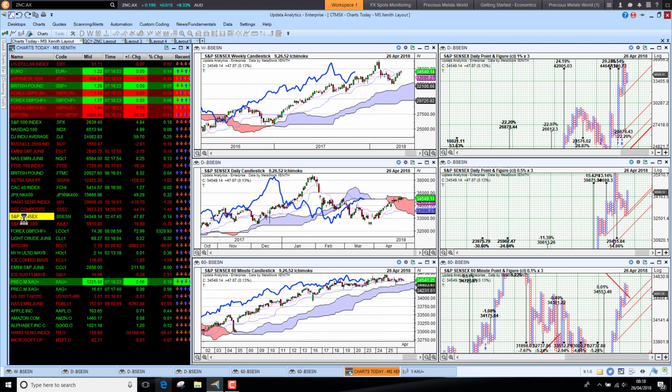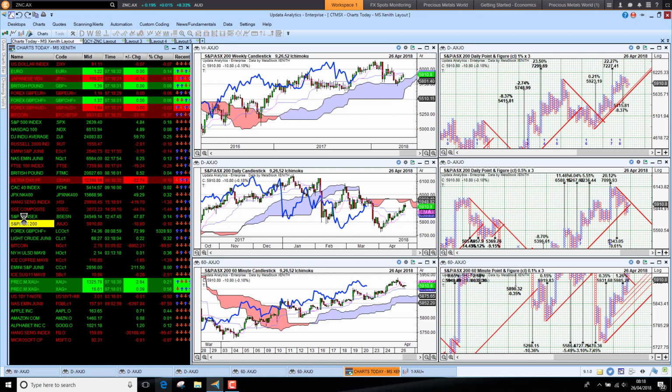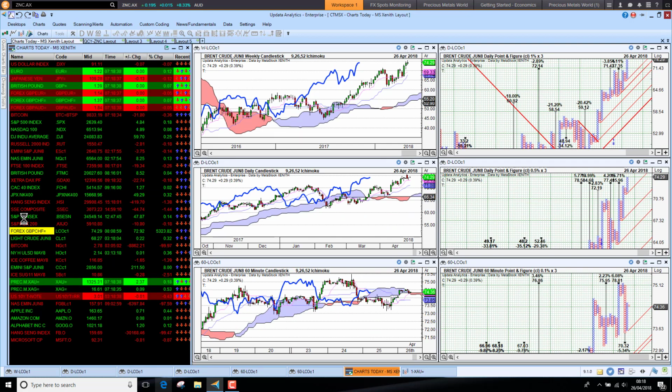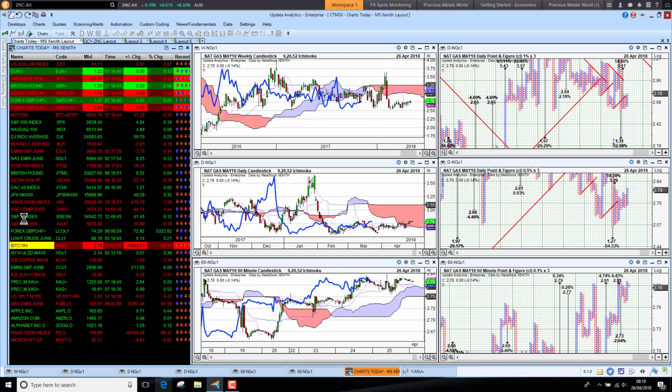Sensex in the Indian market is actually climbing, and the Australian market, having come back from Anzac Day, was down very slightly. Taking a look at Brent crude, we're sitting at $74, so we're holding the bull trend, and WTI also just coming back to the bull trend on the cloud. And if we look at US nat gas, just sitting at $2.78, not much change there.